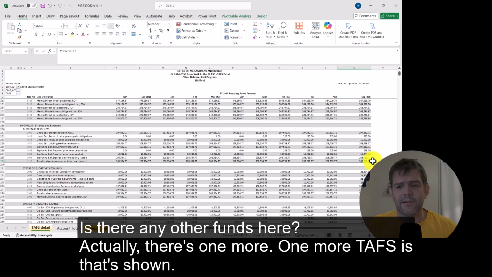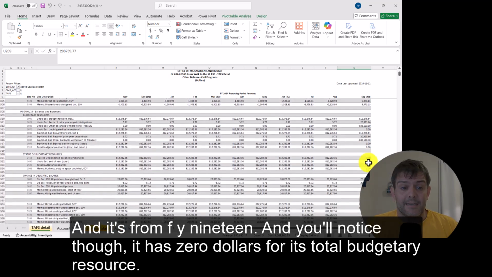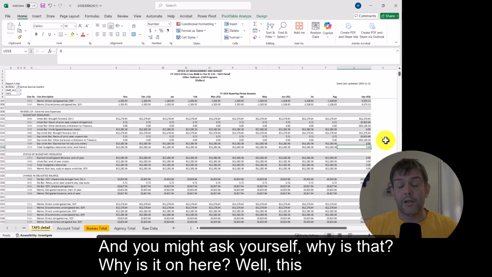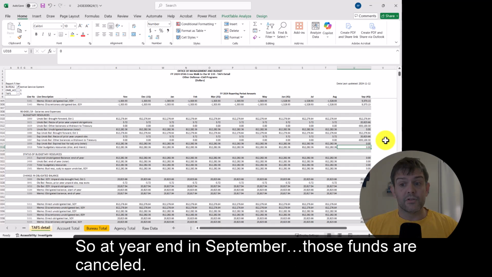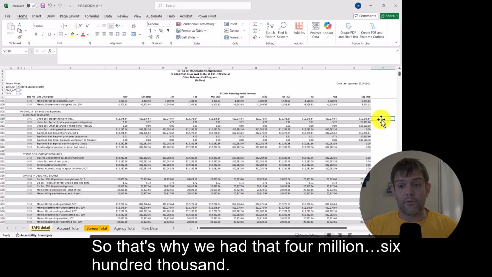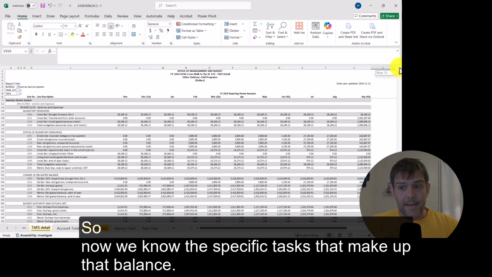Now you might ask, okay, is there any other funds here? Actually, there's one more TAF that's shown, and it's from FY19. And you'll notice though, it has $0 for its total budgetary resource. And you might ask yourself, why is that? Why is it on here? Well, this fund was in its 5th year of expiration. So at year end in September, those funds are canceled. That's why none of these balances right here are shown. So that's why we had that 4,600,000. So now we know the specific TAFs that make up that balance.